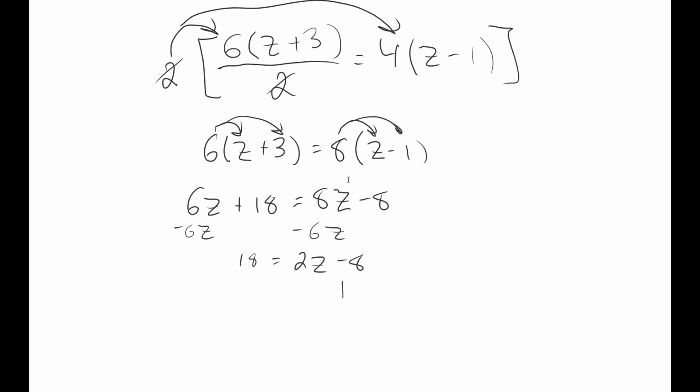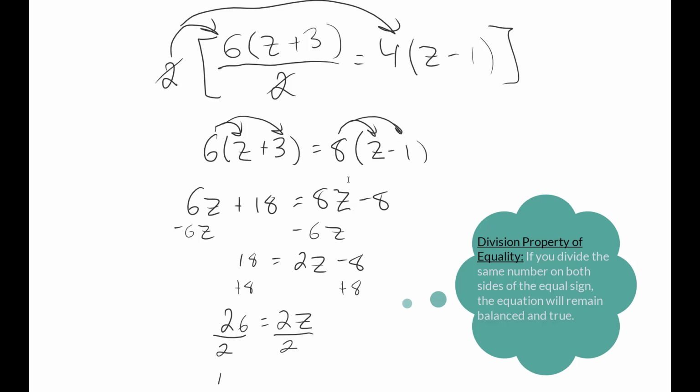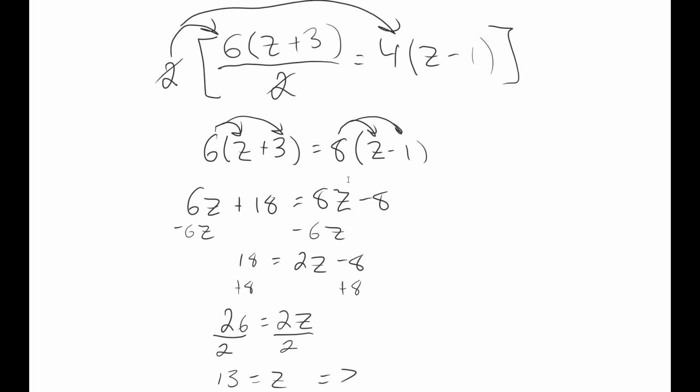We can then add 8 to both sides, and I get 26 is equal to 2z. Divide by 2 with the division property of equality, and I get 13 is equal to z, or again for me, that will be z is equal to 13. And that is our solution.